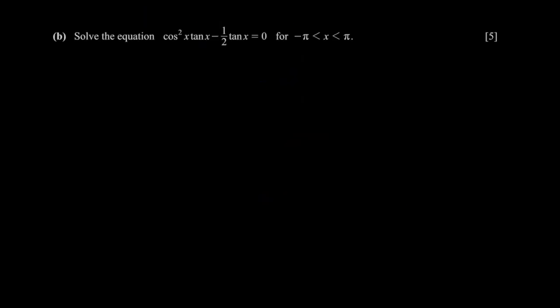Okay, next part, we want to solve this equation here for x between negative pi and pi. Well, look, we don't have the word hence, right? Hence usually means we've got to use the previous identity in part A. We don't have that, so we can treat it as a separate question. It's a bit tricky, but we've got a tan x here and a tan x here, so I think we can just factorize. If I factorize out tan x, I'm going to get tan x, big bracket, cos squared x minus a half, is equal to 0.